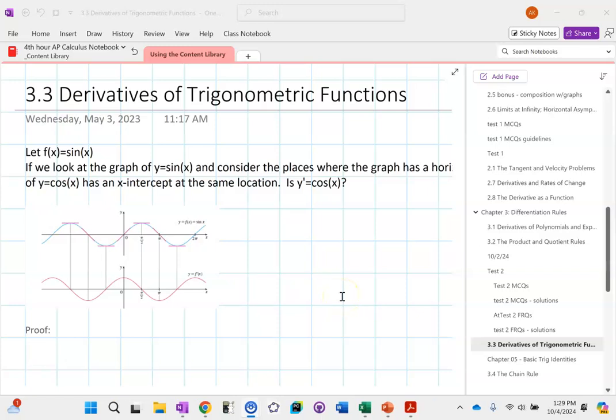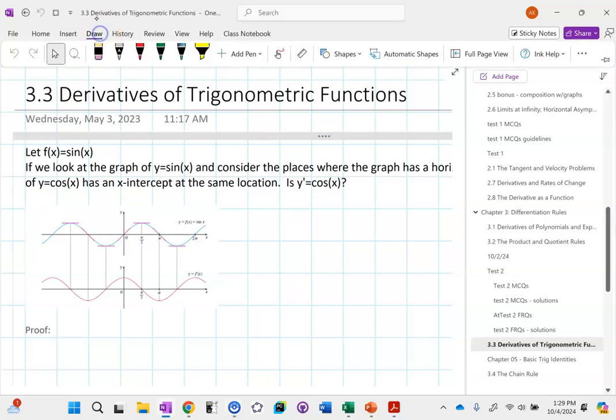All right. So in section 3.3, we're going to be looking at derivatives for trigonometric functions. So I think we did this a little bit in an exercise in a previous lesson. I think in 2.8 maybe, or 3.1, I don't remember. But let's take a look at this.